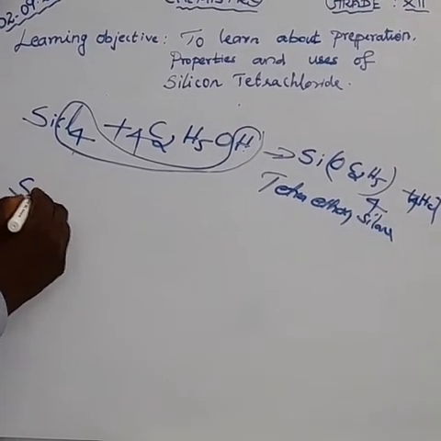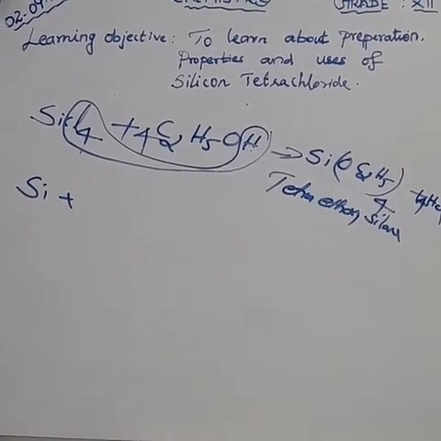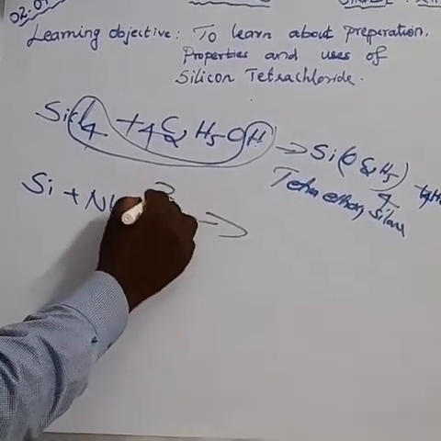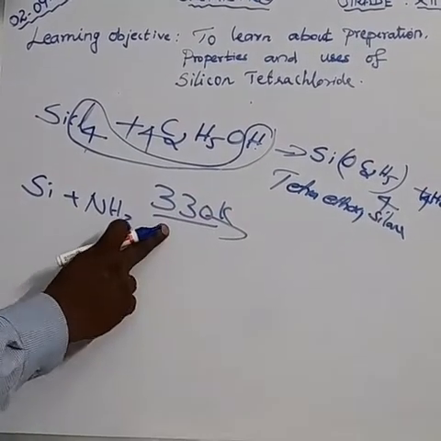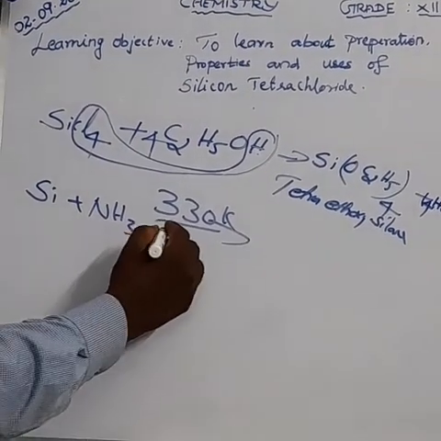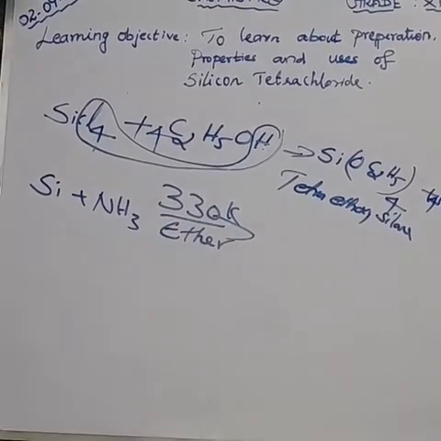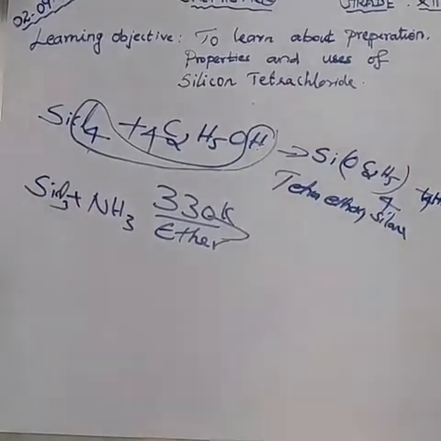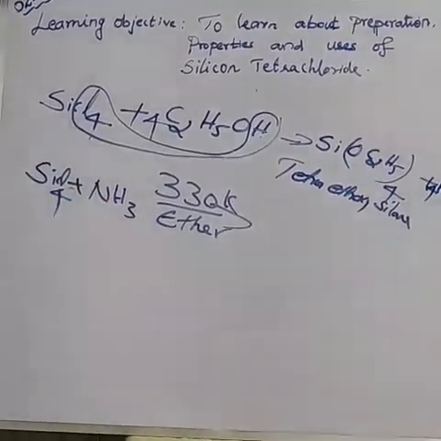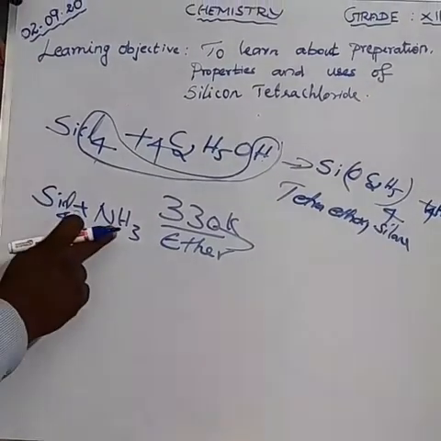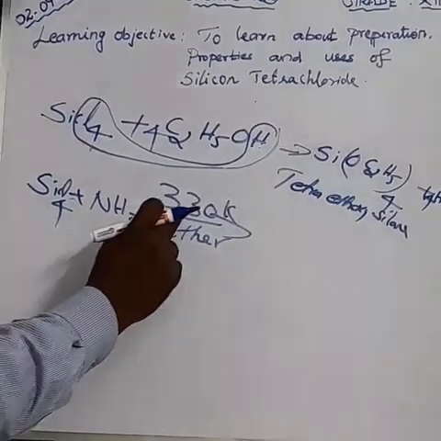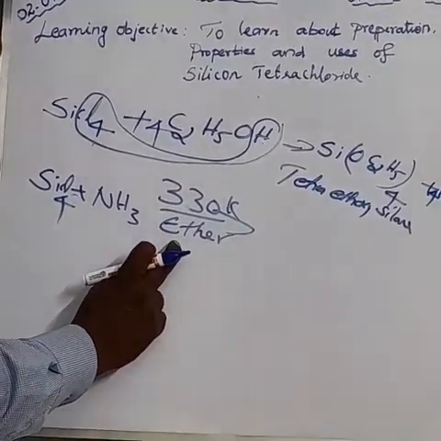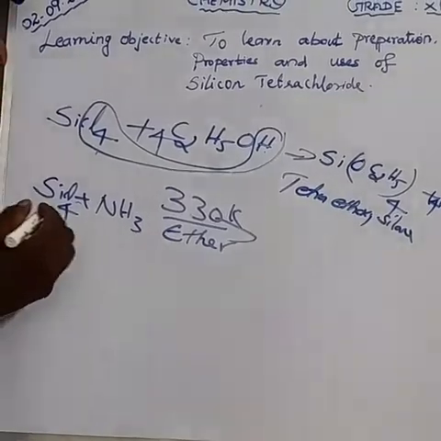Next one, reaction with ammonia. Silicon tetrachloride reacts with ammonia. What is the formula for ammonia? NH3. The temperature is 330 Kelvin, in the presence of ether. Silicon tetrachloride reacts with the ammonia at 330 Kelvin in the presence of ether. We get a new compound.